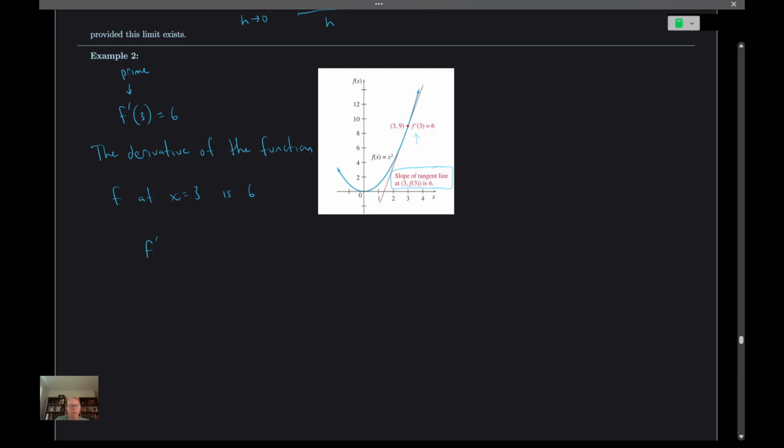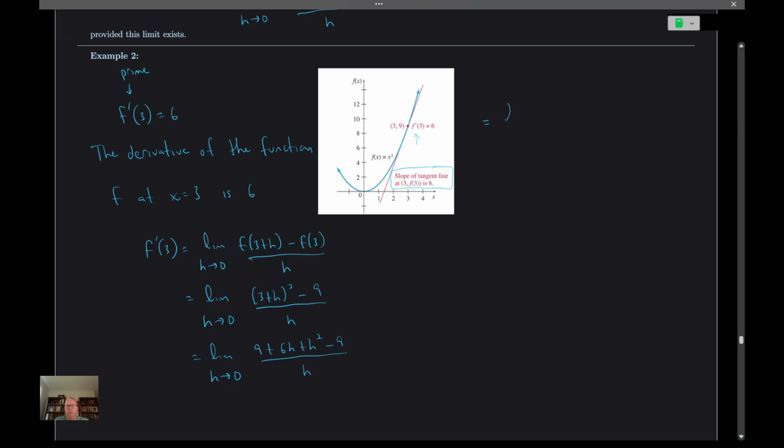So f prime of 3. Let's use this formula that's right up here. So we have the limit as h approaches 0, f of 3 plus h minus f of 3 over h. So we have the limit as h approaches 0. 3 plus h is going to go in for x. So 3 plus h squared minus f of 3, of course, is 9 over h. FOIL this out. We get 9 plus 6h plus h squared minus 9 over h.